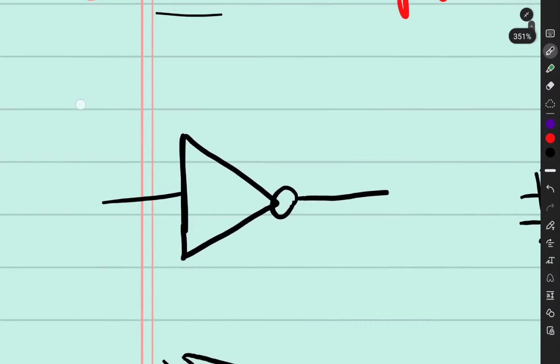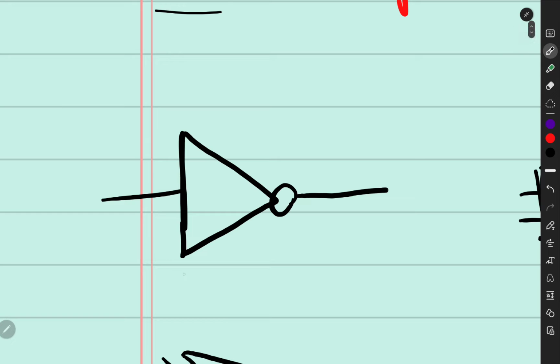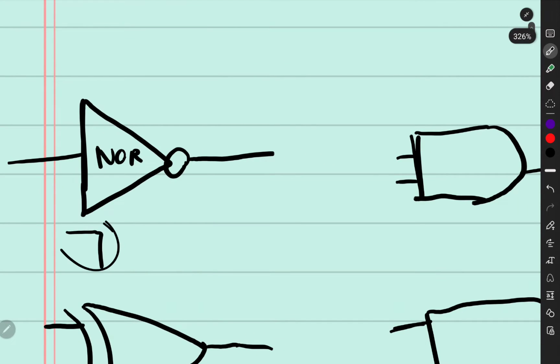Okay, so let's start with this one. This is a NOR gate, right? NOR, and the symbol for it is this. It's a weird 7, a funky 7.